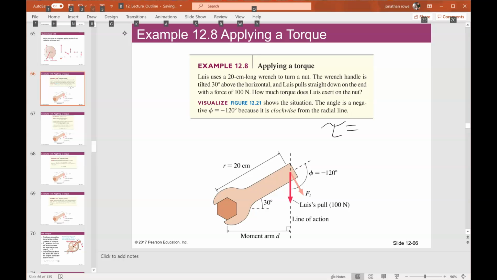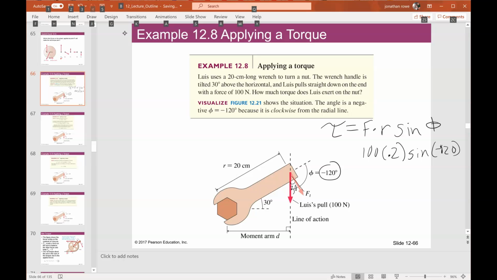There's lots of ways to do it. Let's just look at the various ways. We could say F times r times sine of phi, which is pretty easy in this case. If we imagine this being 30 degrees, it's kind of like a ramp. If we're straight down here, then this would be 30 degrees. So 90 plus 30 is 120, so phi is 120. So it would be 100 times 0.2 times sine of negative 120. I think that'll give you the correct sign if you put it in like that. But you could just put in sine of 120 and then give it the correct sign, which might be safer.